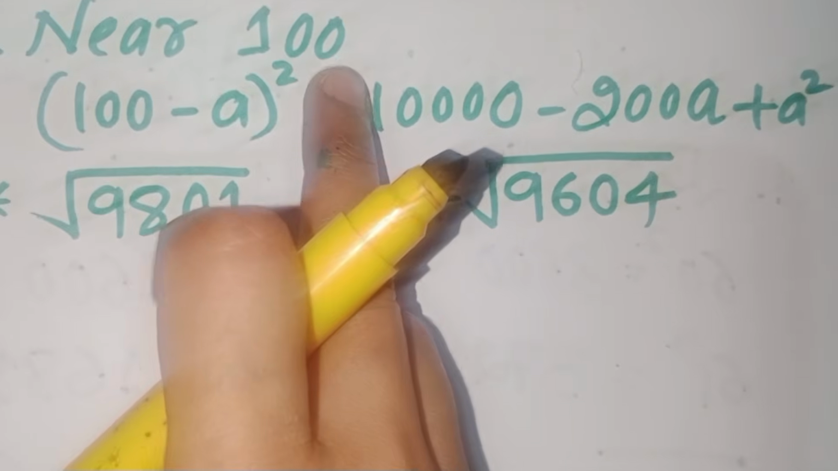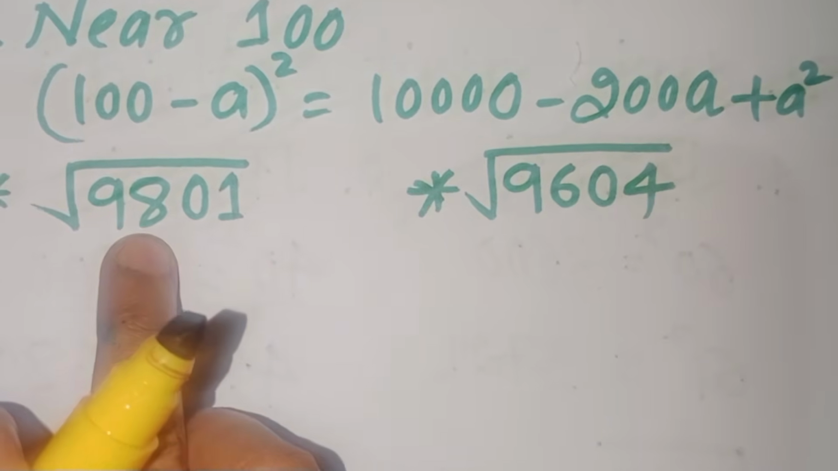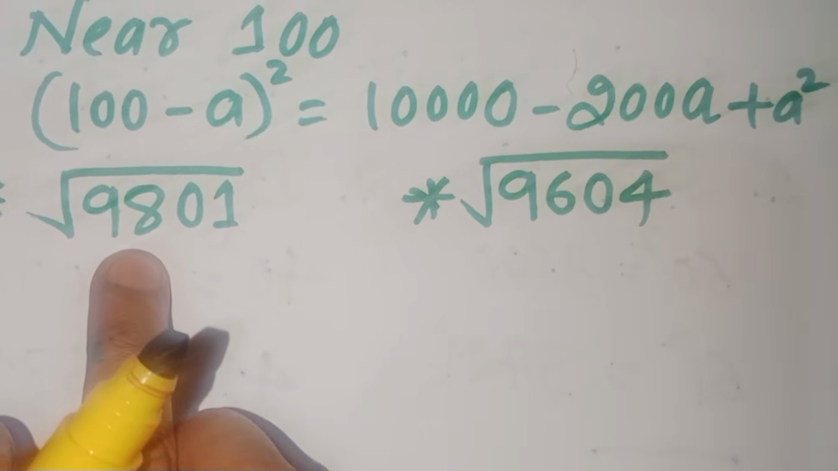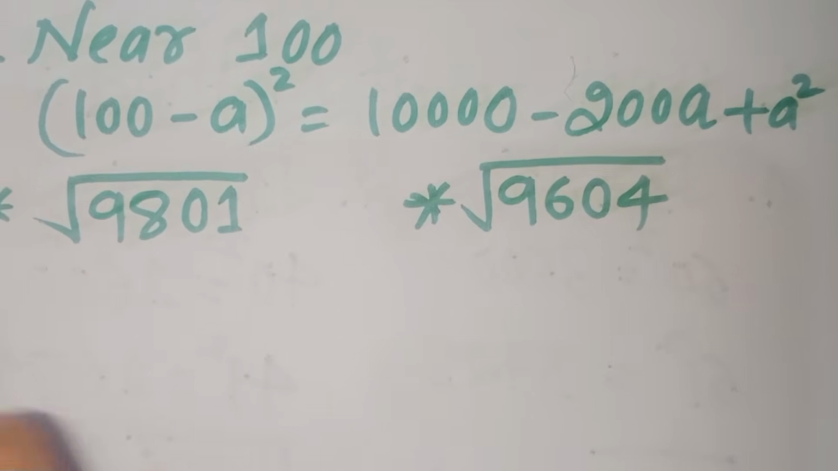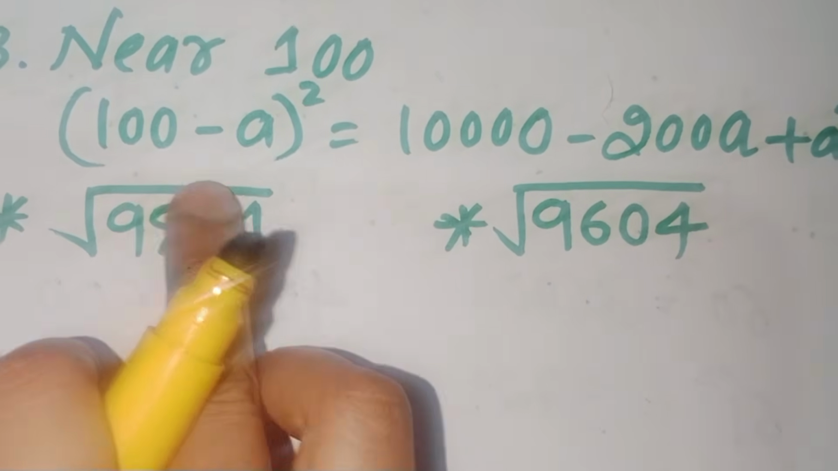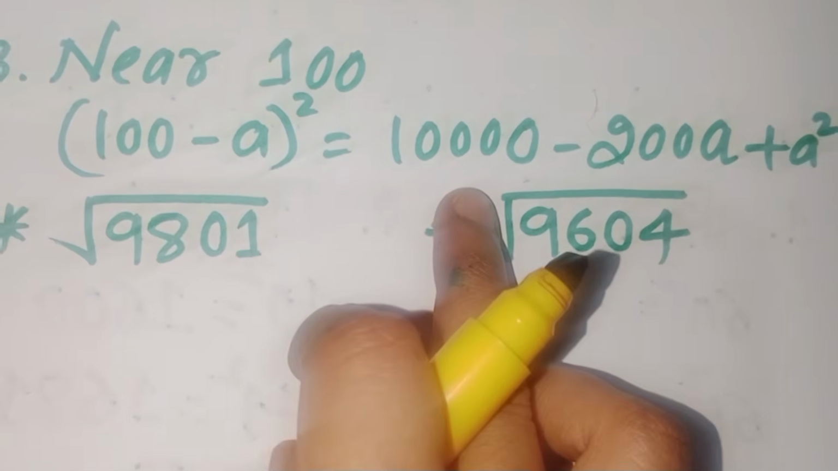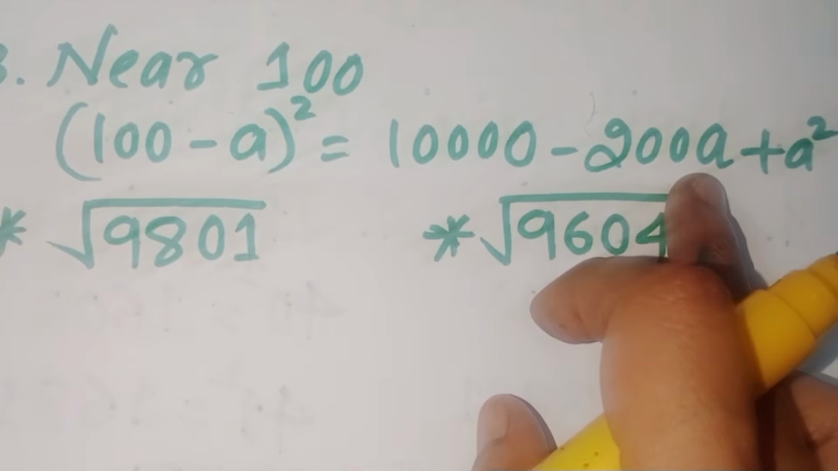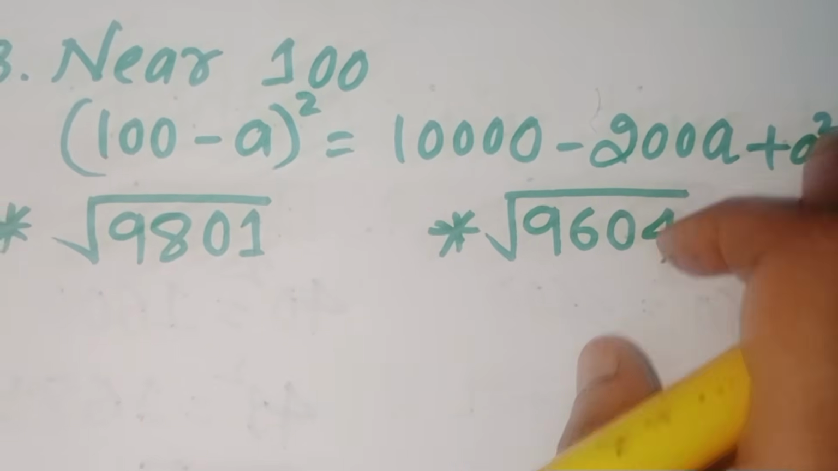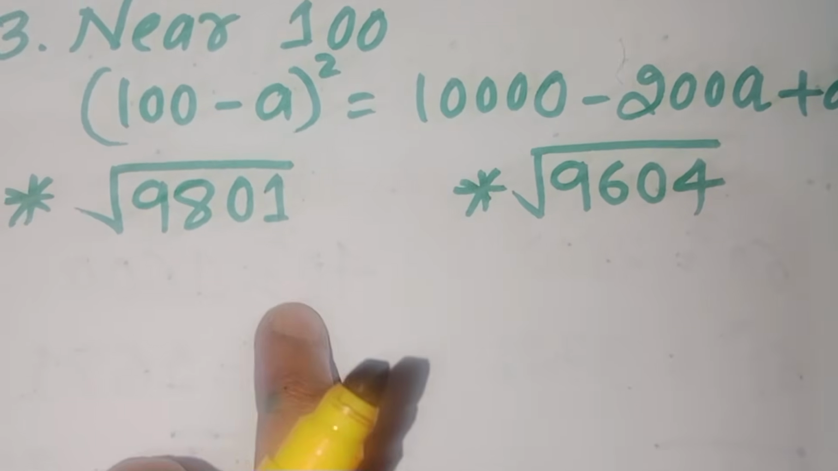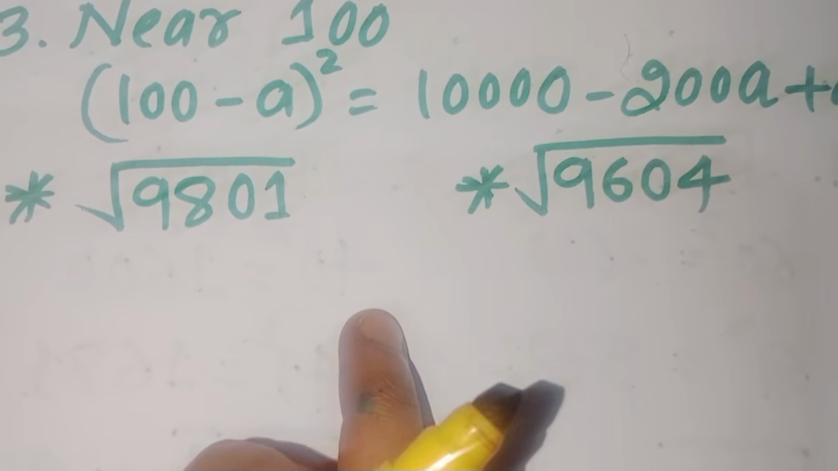Near 100. Now let's move to numbers close to 100. This is extremely useful when the square root is close to 100. 100 minus a, whole square, is equal to 10,000 minus 200a plus a square. Here a means our number. Let's see it in action.